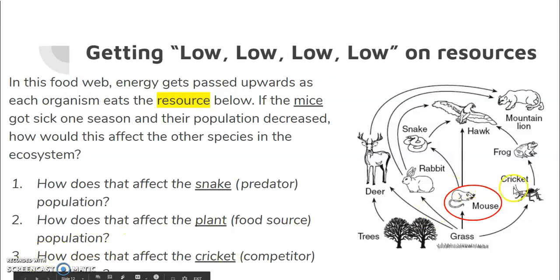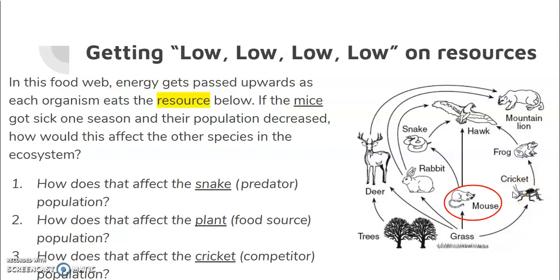If you look at the cricket, we consider the cricket a competitor to the mouse. So if the mouse resource decreases, the cricket might have more of its food resource, the grass, available to it. So maybe the cricket population will increase slightly as a result.